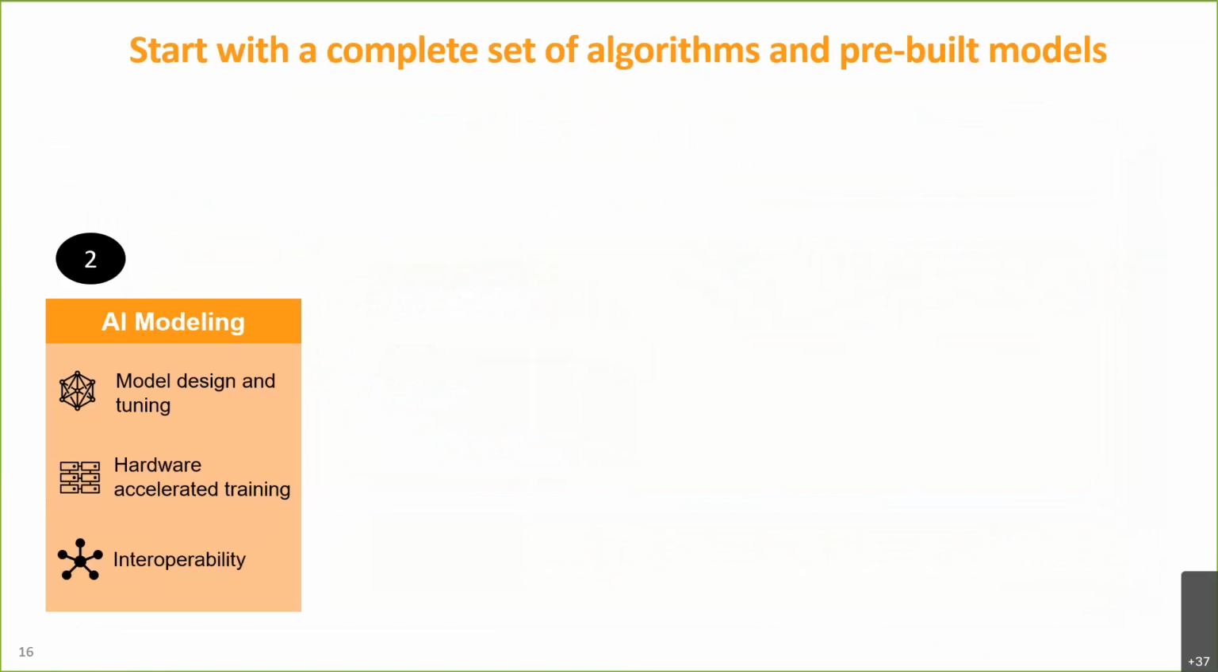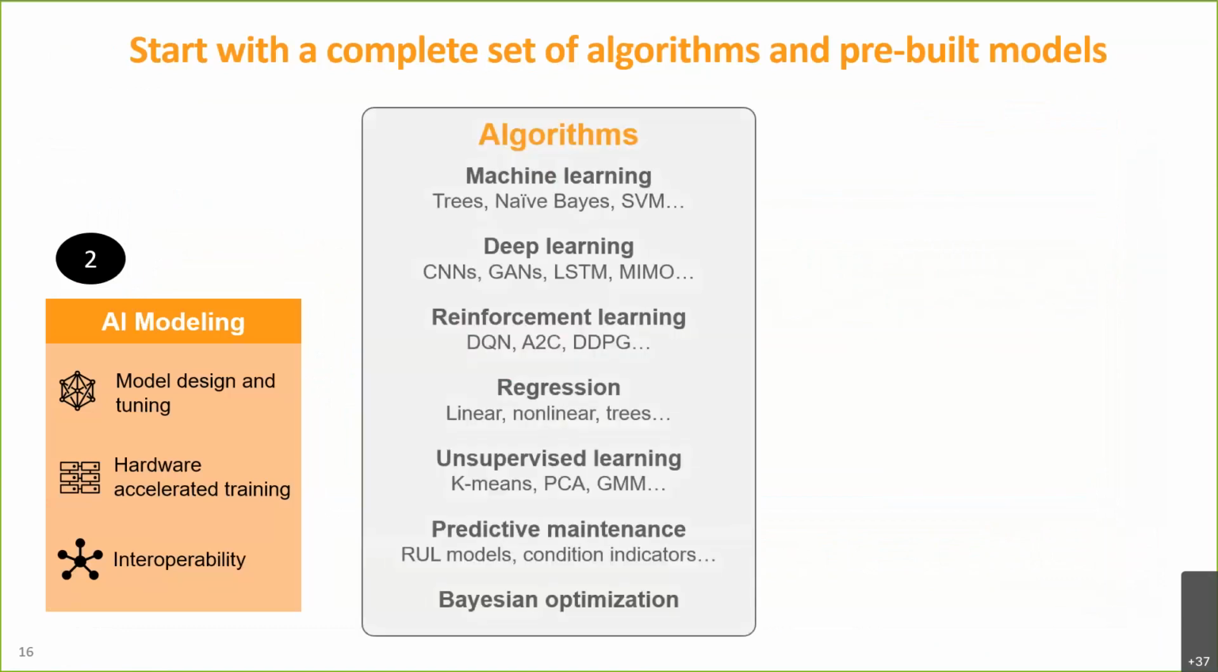Now we are moving to the second step in the workflow, the one that perhaps gets the most attention: AI-based algorithms and models. Within the MATLAB environment, you have direct access to common algorithms used for classification and regression. For example, in machine learning, you can see decision tree, naive Bayes, SVM. In deep learning, you can see CNN, GAN networks, LSTM, multi-input and multi-output neural networks. For reinforcement learning, you can see algorithms such as DQN, A2C, DDPG.